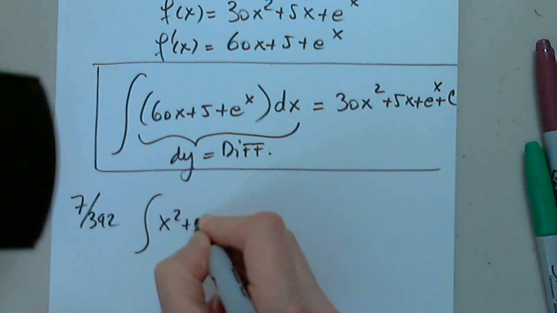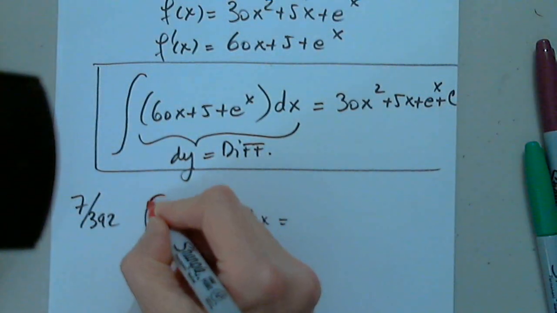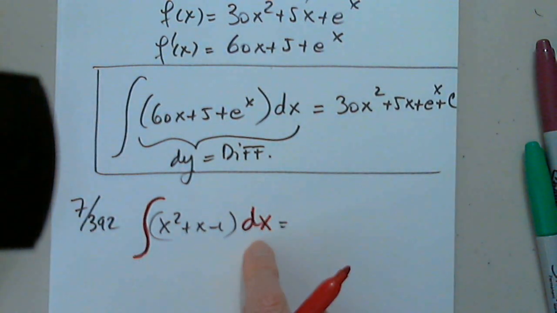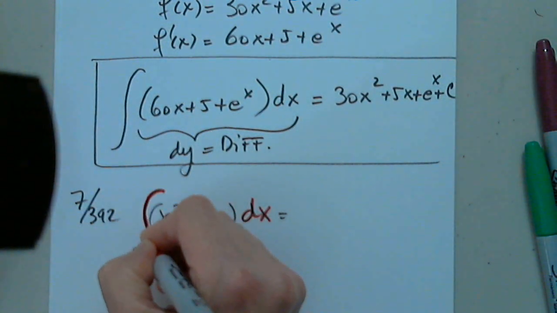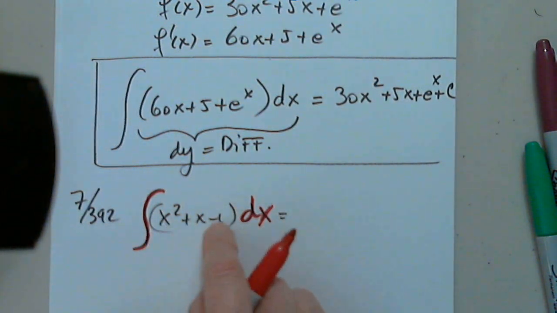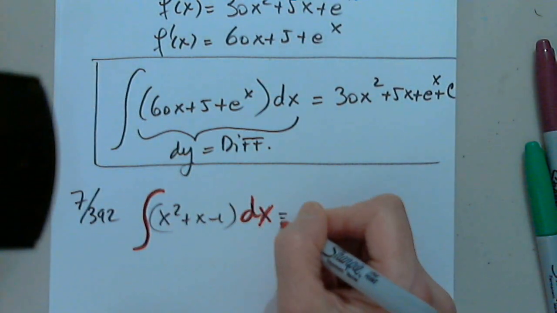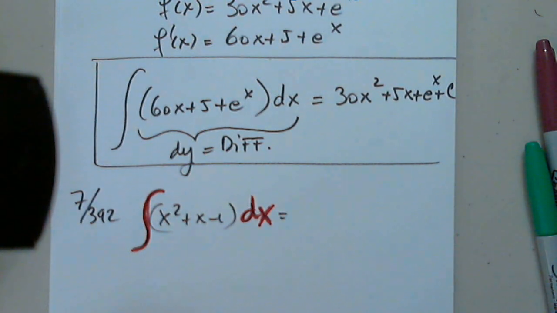The integral of x squared plus x minus 1 dx. Now, I want to caution you again, like with the limit we had a long time ago, this symbol does not exist without dx or dy, dt, whatever. So please do not write this symbol without dx. If the variable is x, if the variable is t, then you have to write dt. If the variable is y, then you have to write dy. So this symbol does not exist without dx.